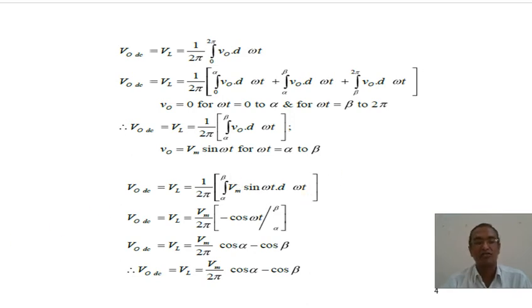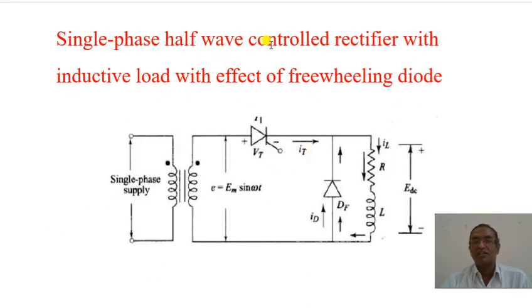Next, we are going to study the single phase half-wave controlled rectifier with inductive load with the effect of a freewheeling diode. When I connect the freewheeling diode, what happens to the working of the thyristor when it is connected in series with, and the diode is connected in parallel with, the inductive load? What is the output voltage we are going to get? We are going to study that here.